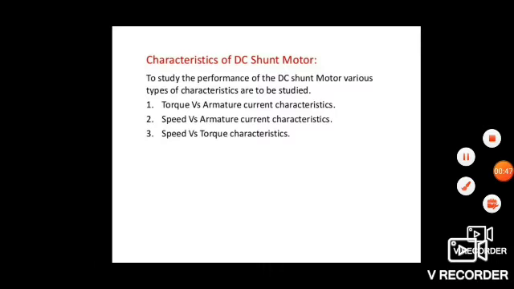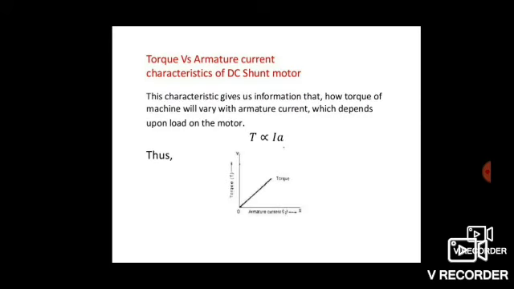Then characteristics of DC shunt motor. To study the performance of DC shunt motor, various types of characteristics are to be studied. First one is torque versus armature current characteristics. Second one is speed versus armature current characteristics. Third one is speed versus torque characteristics.